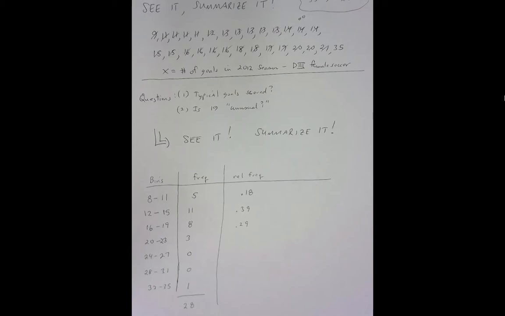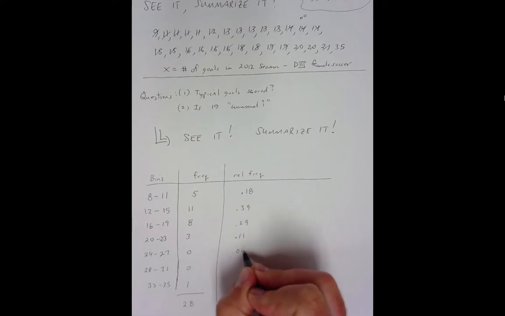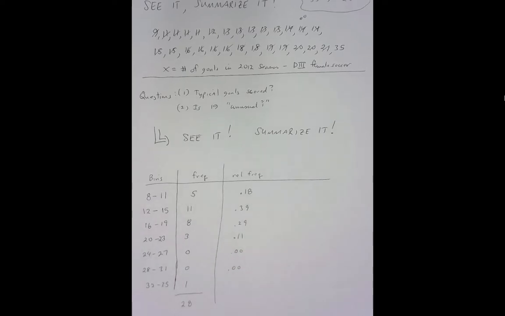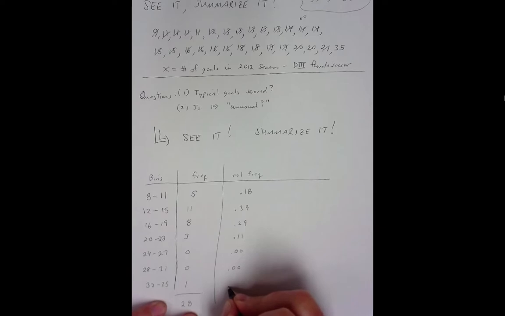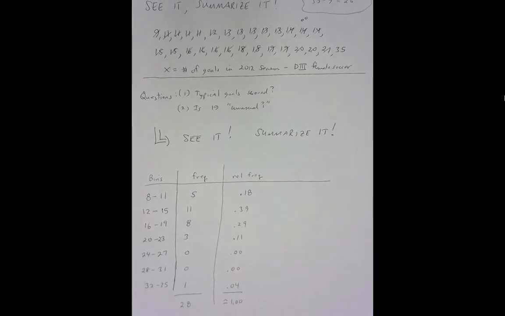3 out of 28 gives me 0.11. 0 out of 28 gives me 0.00, 0.00, and 1 out of 28 gives me a 0.04. Now this is going to round to be very close to 1 when we add up. Now, you know, it could be off a little bit because I rounded some things, so there could be some rounding issues.